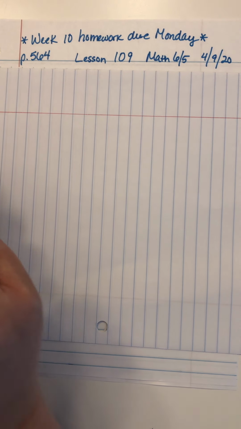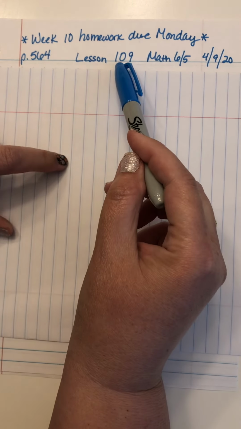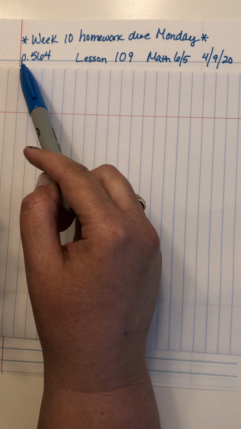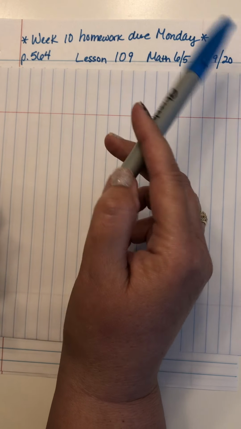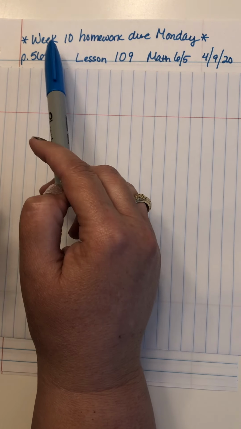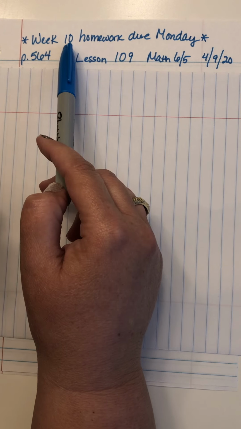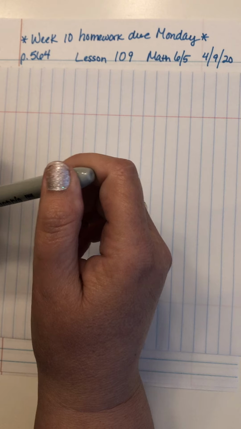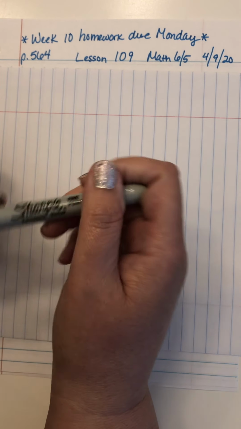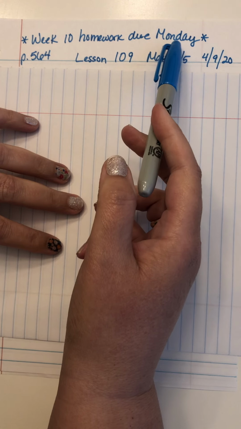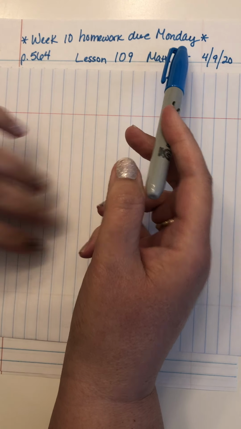Hi Math 6-5. This is lesson 109, which is located on page 564 of your textbook and is scheduled for Thursday, April 9th. As a reminder, week 10 homework, which is this lesson, and lesson 106, 107, 108, 109, 110, investigation 11, that homework is all due Monday, April 13th.